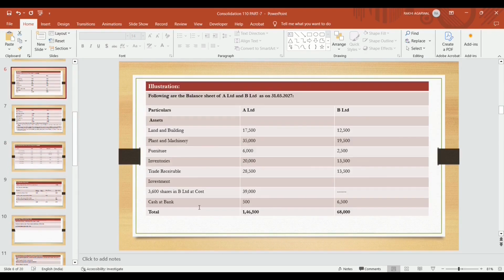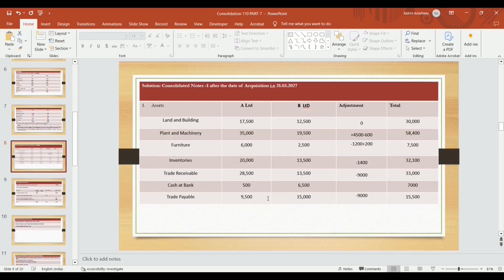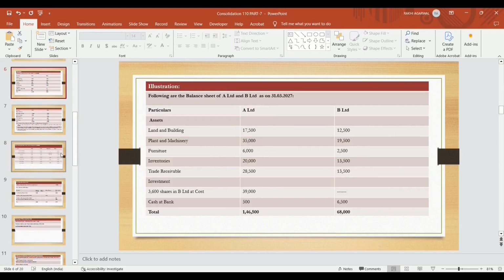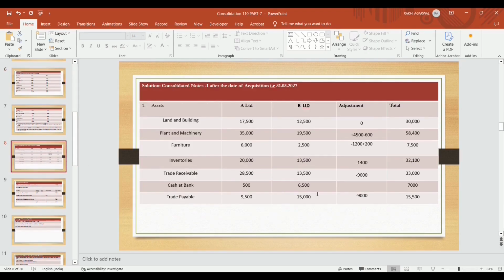Cash at bank of A Limited is 500, so it becomes 500. B Limited 6,500, so it becomes 6,500. All the assets are taken one by one. Trade payable of A Limited is 9,500, B Limited is 15,000. So all the assets and liabilities are taken one by one, except the share capital of A Limited or B Limited, and except the general reserve, profit and loss, and security premium of A Limited and B Limited.